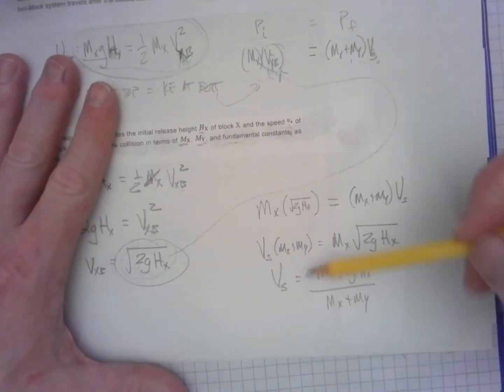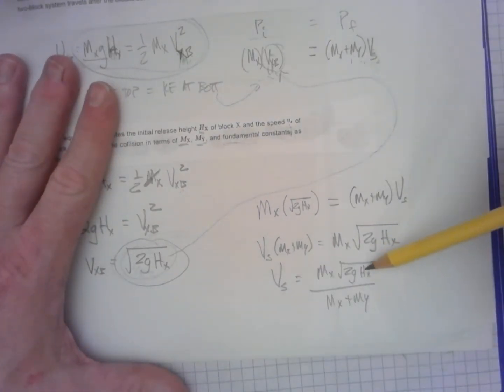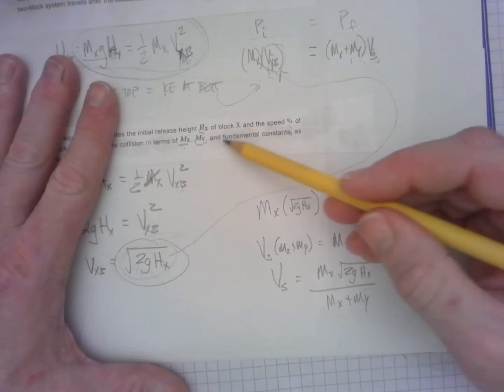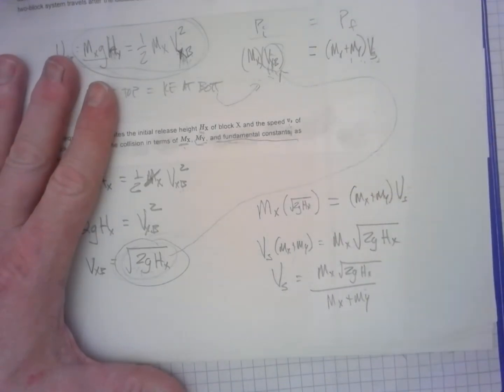All right, so there's an expression that involves h, where vs is a function of h. Constants and masses are the only other things allowed, and that's what we have. Just m_x, m_y, and fundamental constants. Well, 2 counts as that, I suppose.